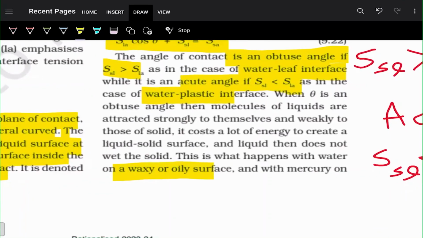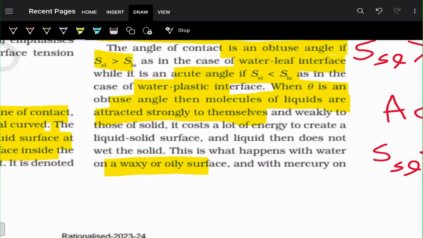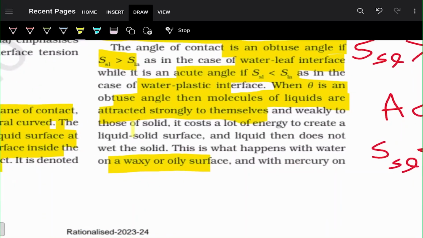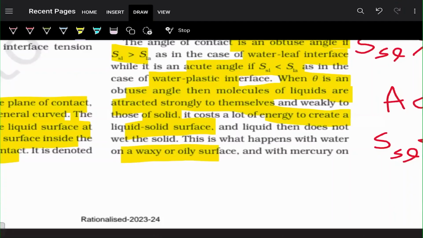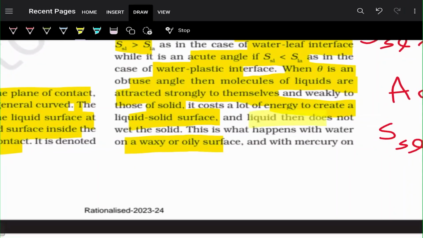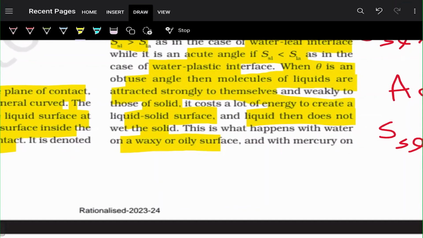എന്താണ് സംഭവിക്കുന്നത് അവിടെ? When theta is an obtuse angle, then molecules of liquid are attracted strongly to themselves. അതായത് ലിക്വിഡ് മോളിക്യൂൾ സ്വയം തമ്മിൽ ശക്തമായി ആകർഷിക്കപ്പെടുന്നു, സോളിഡുമായി ആകർഷണം ഇല്ല. It costs a lot of energy to create a liquid-solid surface. അത് ക്രിയേറ്റ് ചെയ്യാൻ ഒരുപാട് എനർജി കൺസ്യൂം ചെയ്യേണ്ടി വരും. That is why liquid does not wet the solid. This is what happens with water on a waxy or oily surface.